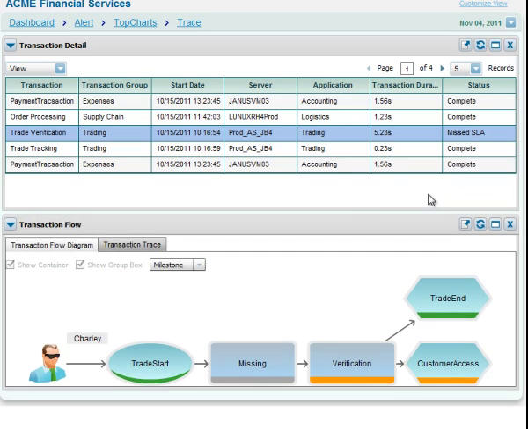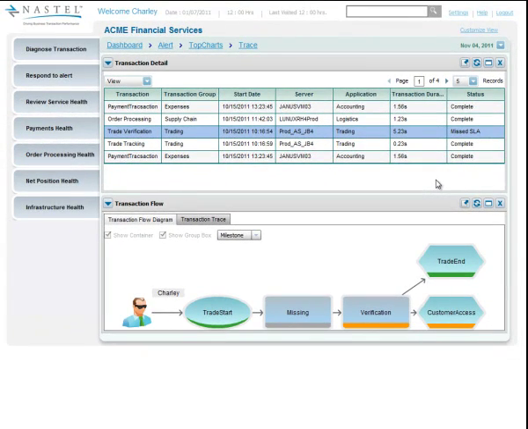Okay, that's the end. This was a brief summary of AutoPilot, Nastel's APM solution, and we took you through a tour of some of its functionality and its new user interface.